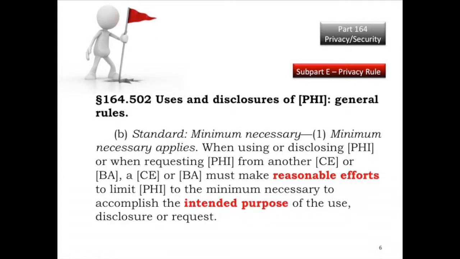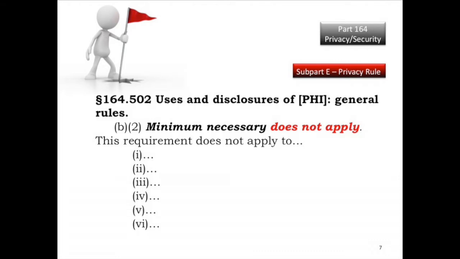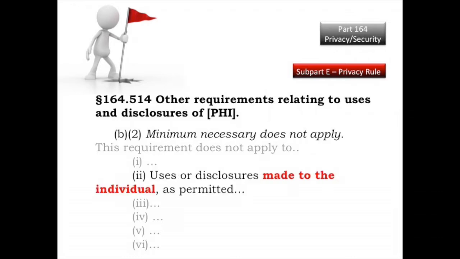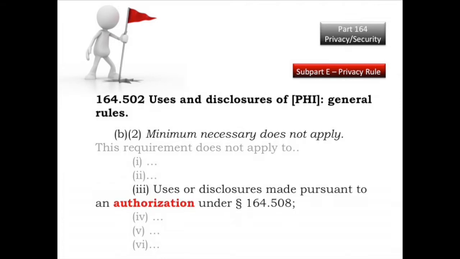Generally, a provider must use reasonable efforts to limit PHI disclosures to intended purposes. There are 6 exceptions to the rule when the minimum necessary rule doesn't apply. The rule doesn't apply when PHI is disclosed for treatment purposes. It doesn't apply when the patient is receiving their own records. It doesn't apply to records covered by assigned authorization.